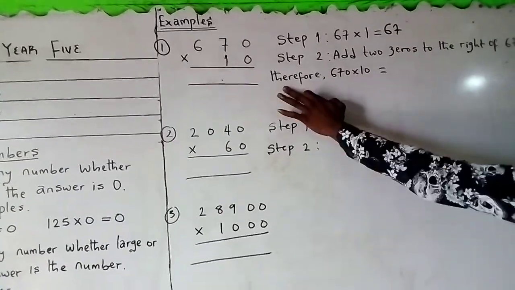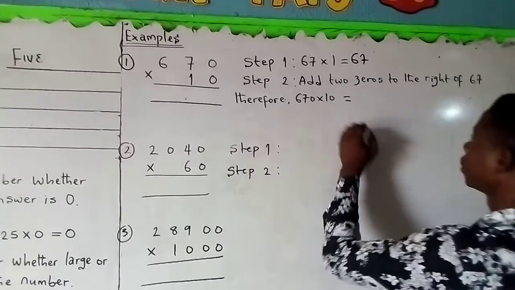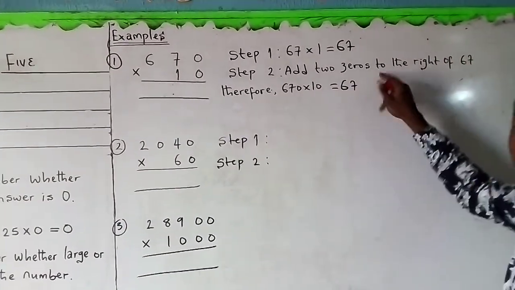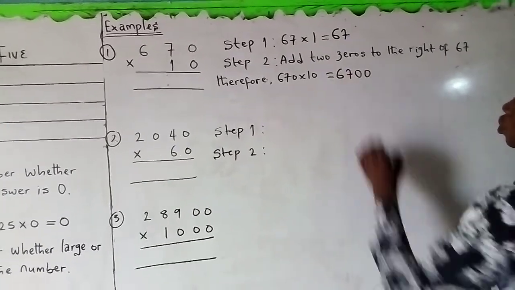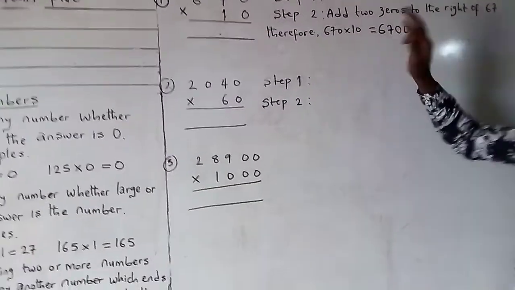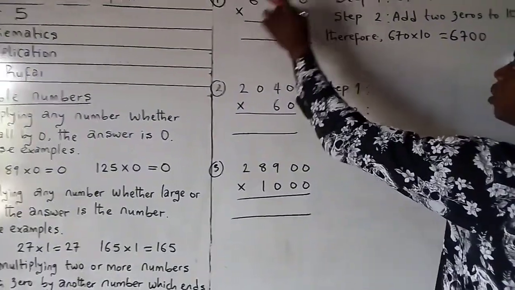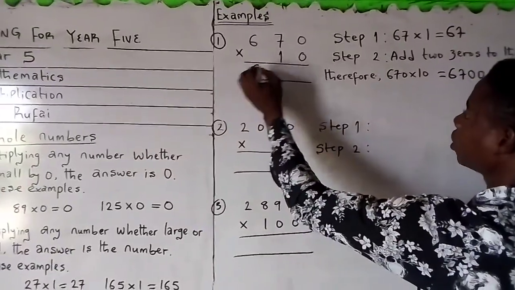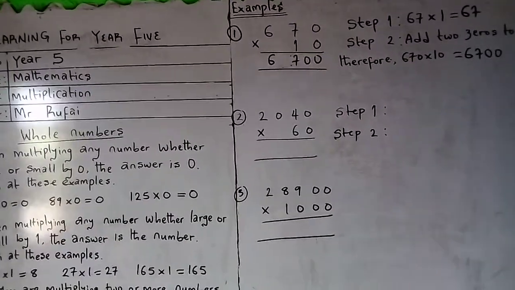So 670 multiplied by 10: you put your 67 here, then you are asked to add 2 zeros to the right. So 1, 2. So that will be our final answer. That is 670 multiplied by 10 gives you 6,700. So that is just the simple method for it.